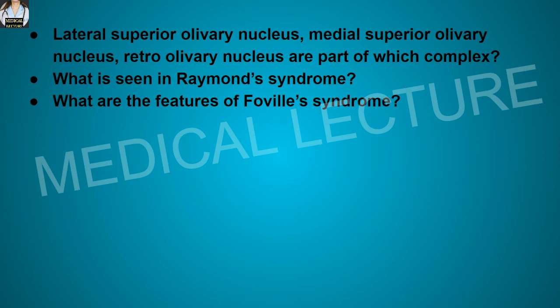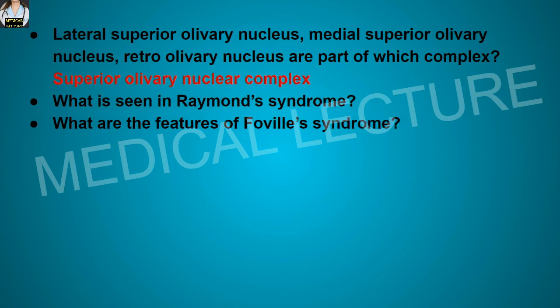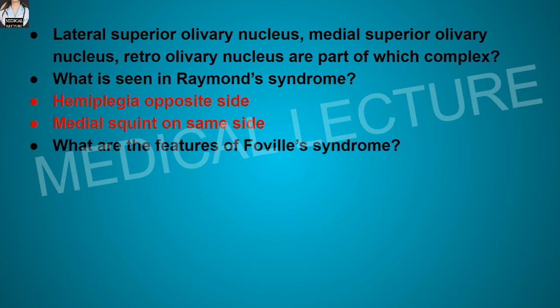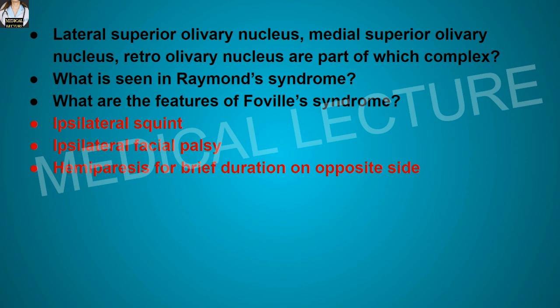Lateral superior olivary nucleus, medial superior olivary nucleus, retroolivary nucleus are part of which structure? Part of superior olivary nuclear complex. Now what is seen in the Raymond syndrome? Over here, hemiplegia at the opposite side and the medial squint on the same side is seen. What are the features of the Foville syndrome? So over here, ipsilateral squint, ipsilateral facial palsy and the hemiparesis for brief duration on the opposite side are basically seen.